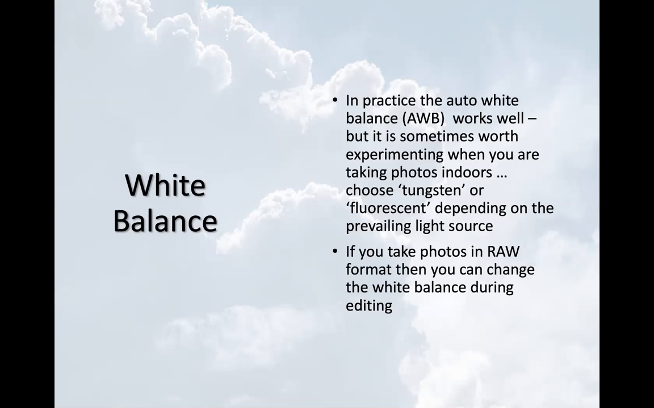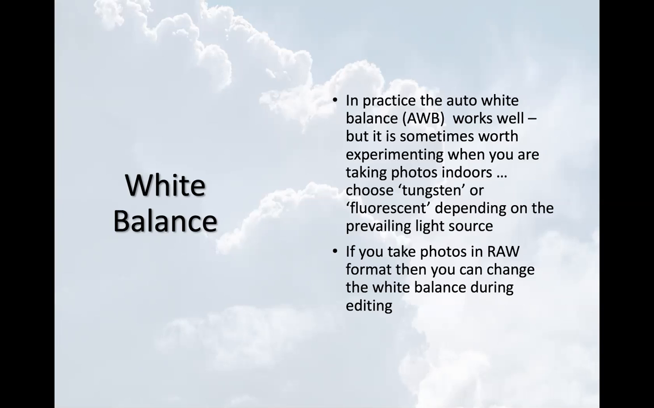In practice, there's a thing called auto white balance, another auto feature. It's really good. It works well. The camera guesses what the light colour should be. I use that most of the time. But it is sometimes worth experimenting when you're taking photographs indoors. You could choose tungsten or fluorescent or incandescent light balance, depending on the prevailing light source, if you're in a room where you've got bulbs in there.